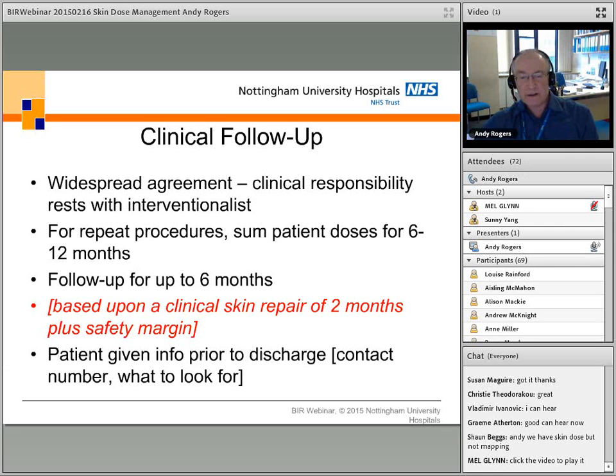And really the crux of this is knowing that it's happened, that you want to follow up and give the patient some information before they leave. And what a lot of people are doing is they're just giving a small leaflet that says what you've got to look for and who to ring up if you've got any concerns.